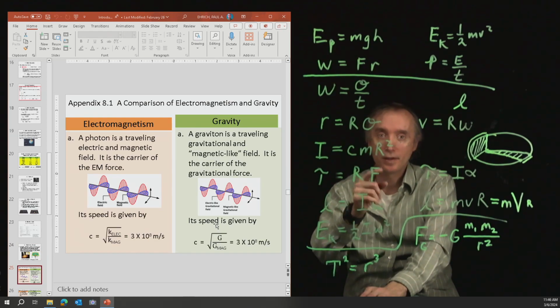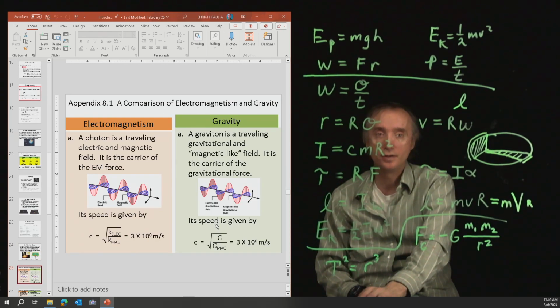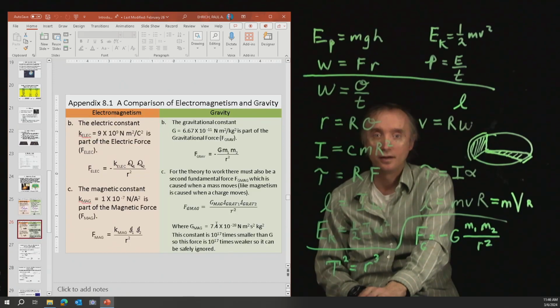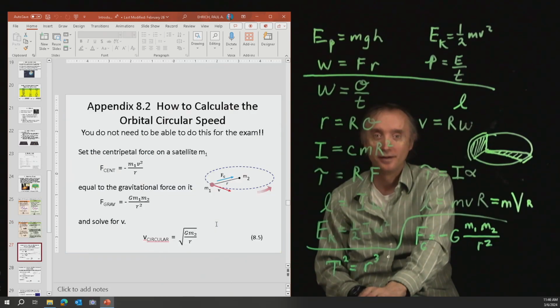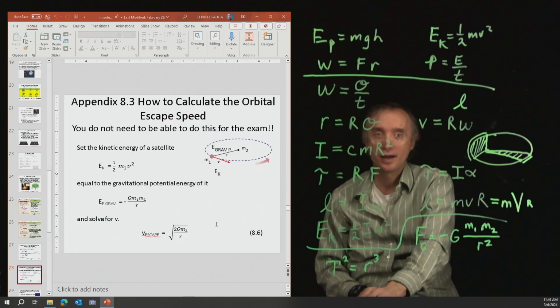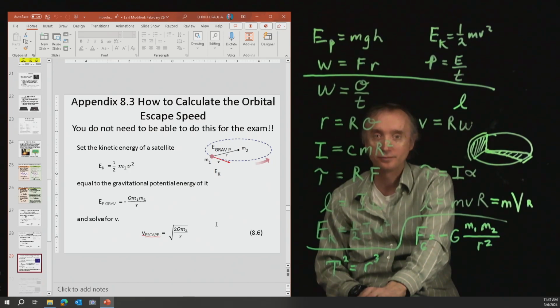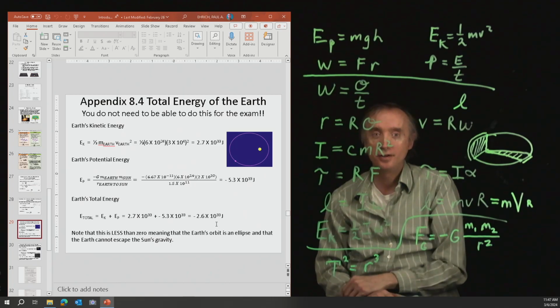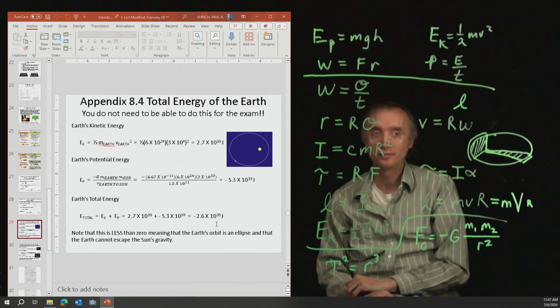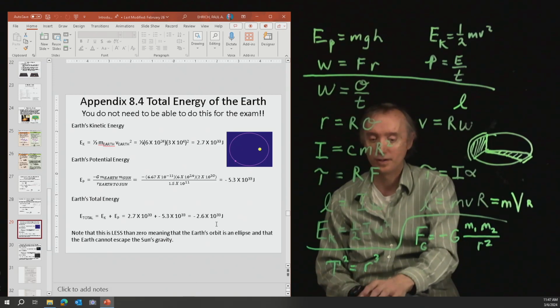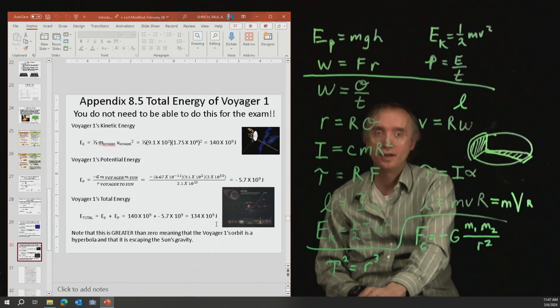All right, so this appendix is not going to be on the exam. Okay, how to calculate the orbital speed. It's not going to be on the exam. How to calculate the orbital escape speed. Not going to be on the exam. Calculating the total energy of the Earth. Not going to be on the exam. Calculating the energy of Voyager 1. Not going to be on the exam.